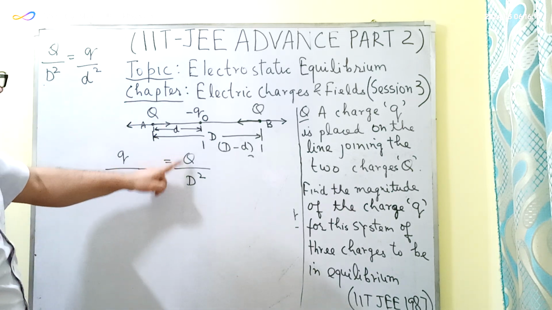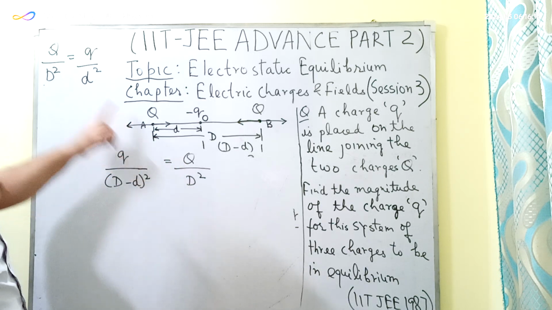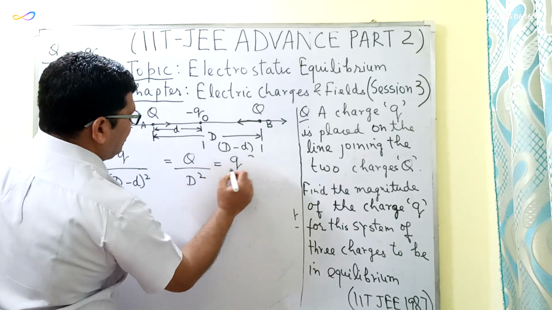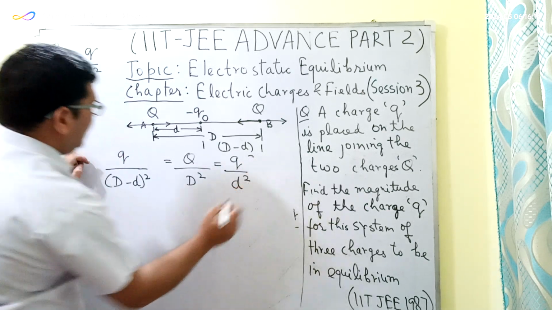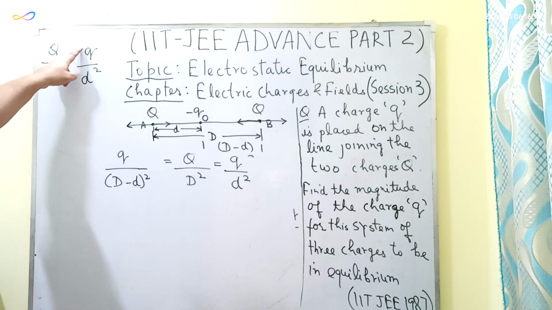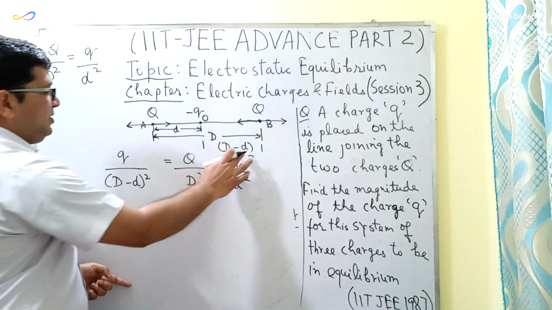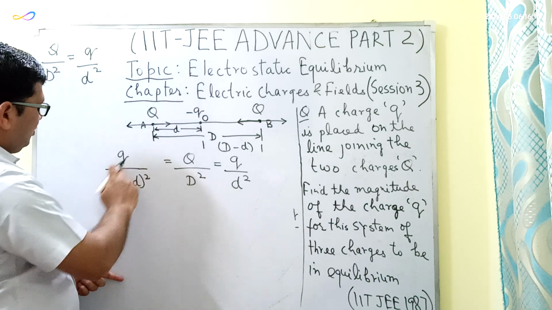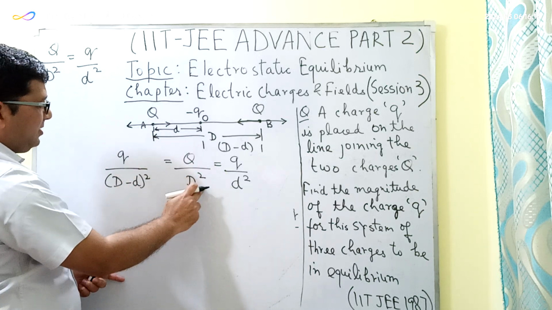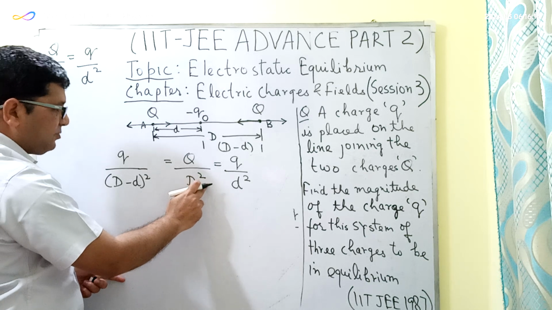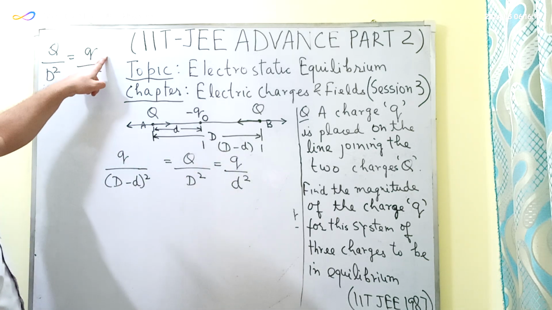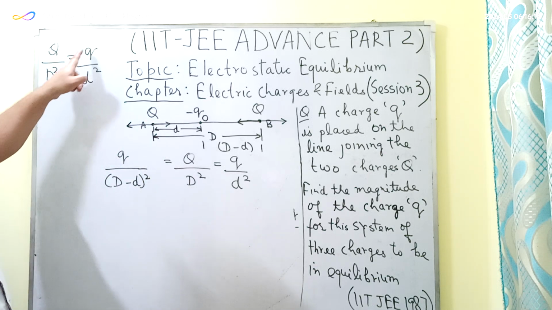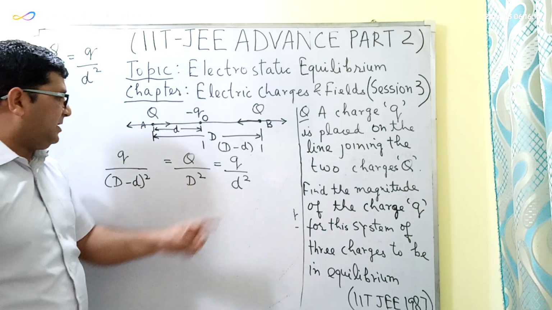What I will be doing is substituting the value of this Q upon D square as q upon small d square. So this equation can be also written as q upon (D minus d) whole square, that is equal to Q upon capital D square. This is equal to q upon small d square, because capital Q upon capital D square is equal to small q upon small d square.